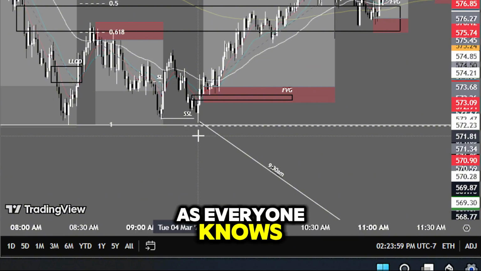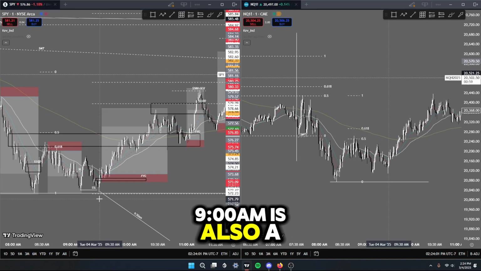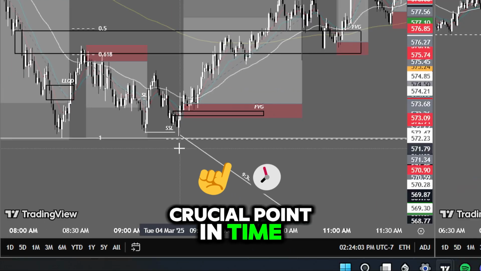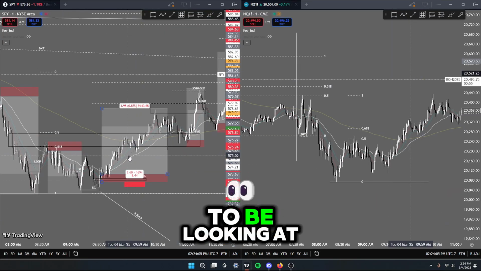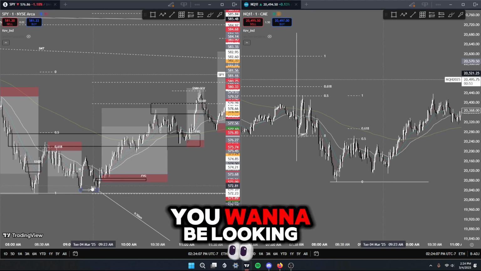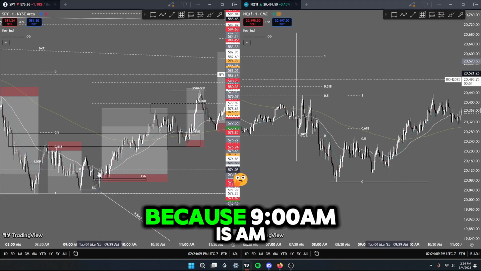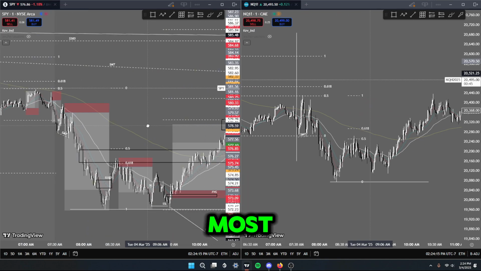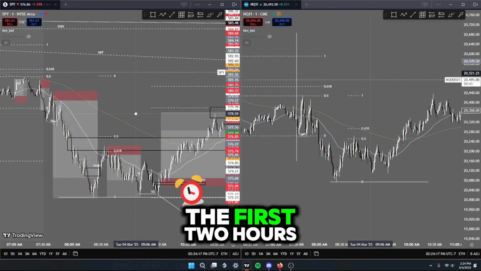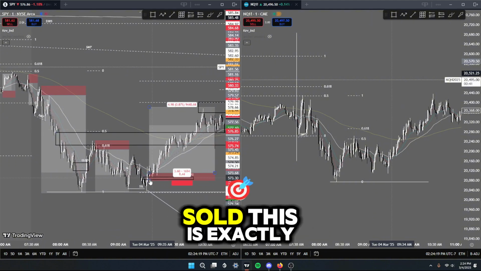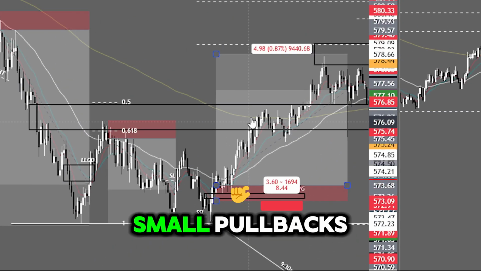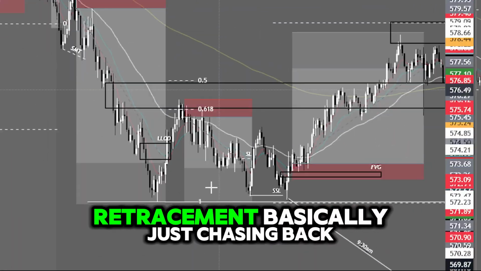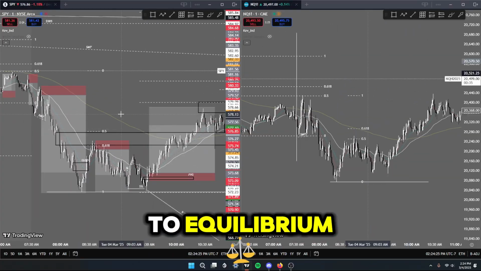As everyone knows, 9:30 a.m. is also a crucial point in time that we always want to be looking at. Why, Batnats? Why do you want to be looking at 9:30 a.m.? Because the AM session is being closed off. Most trades are taken within the first 2 hours of market. So this is exactly when we start getting the small pullbacks, retracements, basically just chasing back to equilibrium.